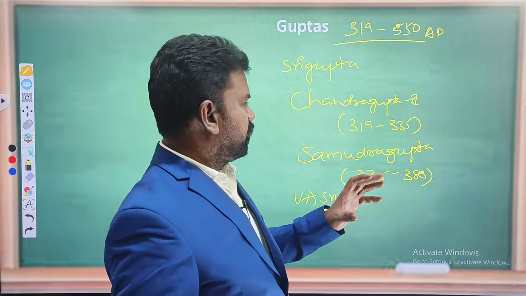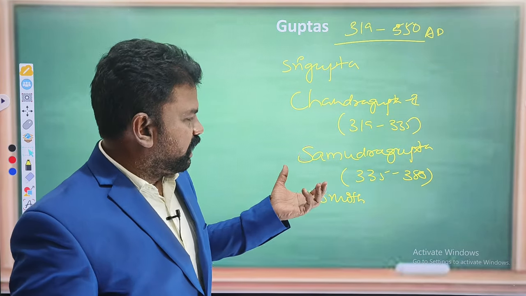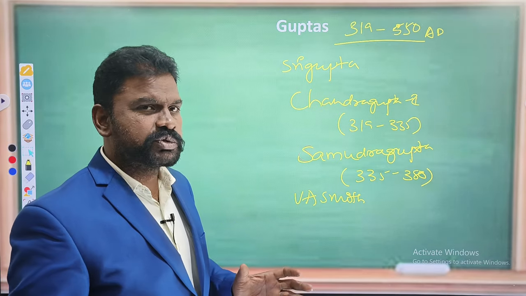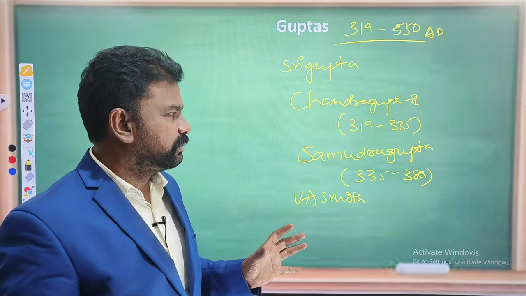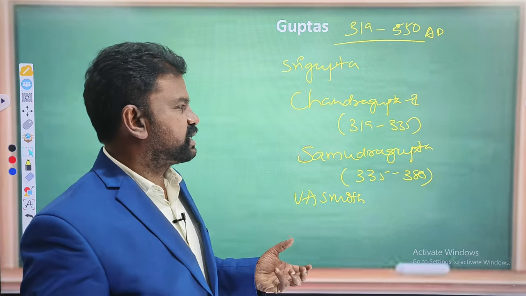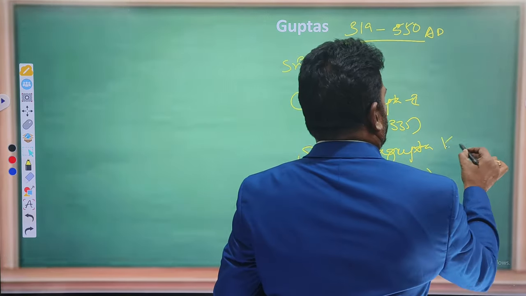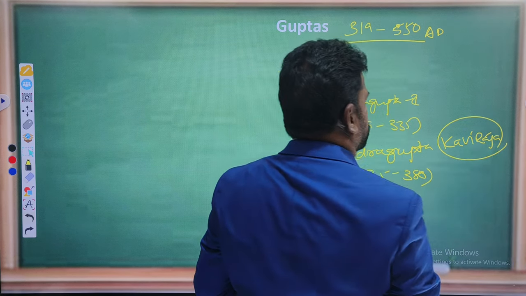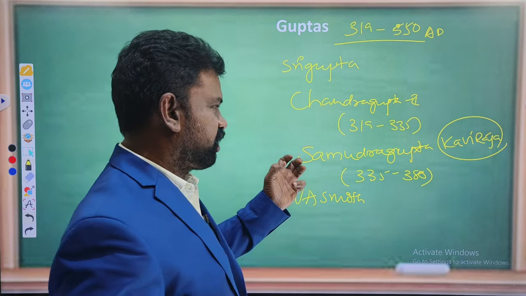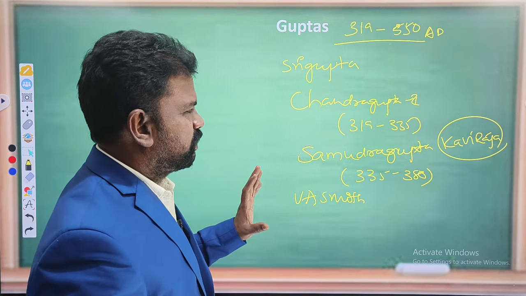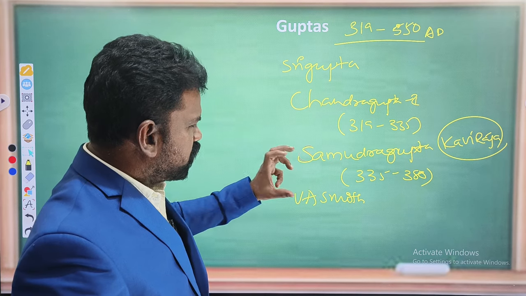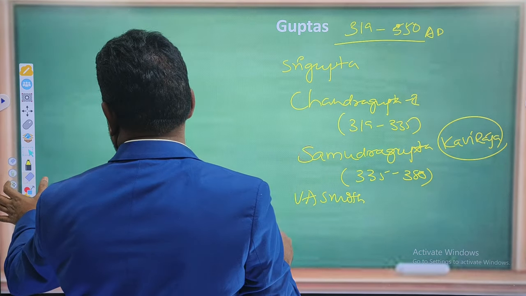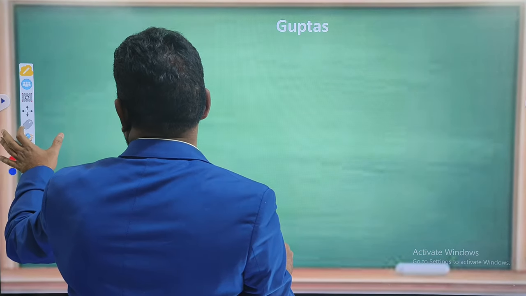Samudragupta occupied many kingdoms, North Indian kingdoms and South Indian kingdoms, and unified India politically. He was called Kavi Raja. He performed the Ashwamedha Yaga and issued Ashwamedha-type coins. He was a very good Veena player and issued coins showing him playing the Veena. After Samudragupta, his son Chandragupta II ruled.